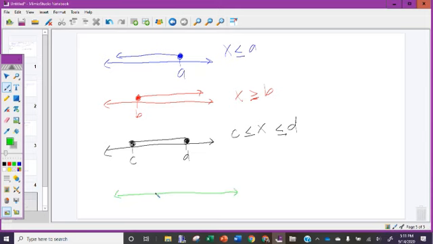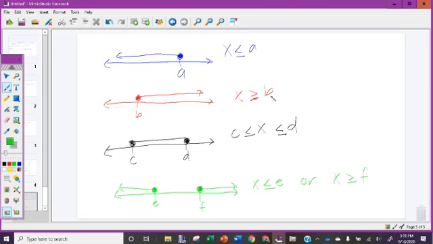Lastly, you can have them disjointed. We have E and F. It can be open and heading that way. I can be open and heading this way. So what this is telling me is that X is less than E, or X is greater than F. If it's shaded, closed, X is greater than or equal to F. If this was also closed, X is less than or equal to E.